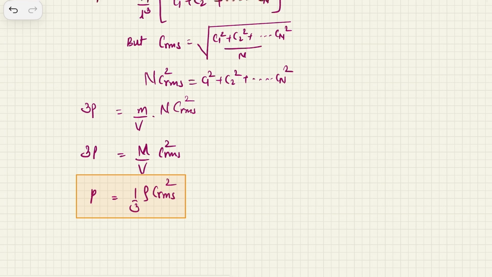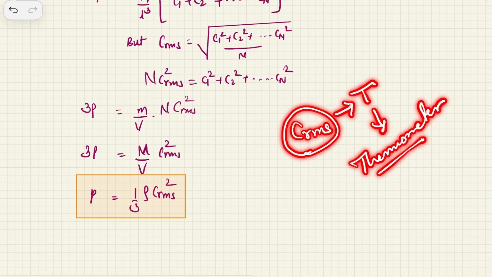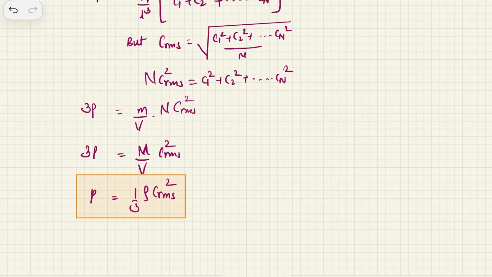That's one thing. Secondly, you will say, okay sir, if we want to find out pressure, then we need to find out CRMS, and how are we going to measure the CRMS? Now in the coming videos you will find out that in order to find out CRMS, you just need to find what is the temperature, and in order to find out temperature you just need a thermometer. So a thermometer will get me CRMS, and CRMS, if I put it over here, I'll get what the pressure of the gas is.